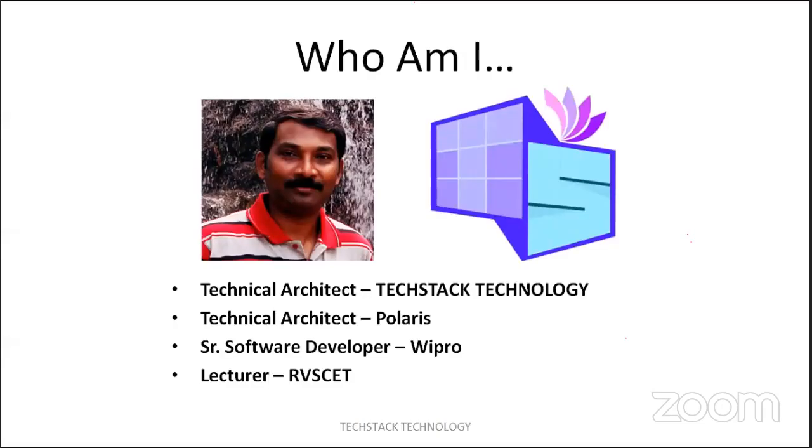Instead of introducing myself, the head of the department of biomedical engineering gave a brief about me. Even so, I would like to tell a few more points. I started my career as a lecturer in RVS Engineering College. Later, I moved to Wipro Technologies as a senior software developer. I worked on Java J2EE projects earlier, and on middleware products like IBM Message Queue and Message Broker. Later I moved to Polaris Financial Technology as a technical architect, working closely with the CTO of the company. And currently I'm a technical architect again at TechStack Technology.